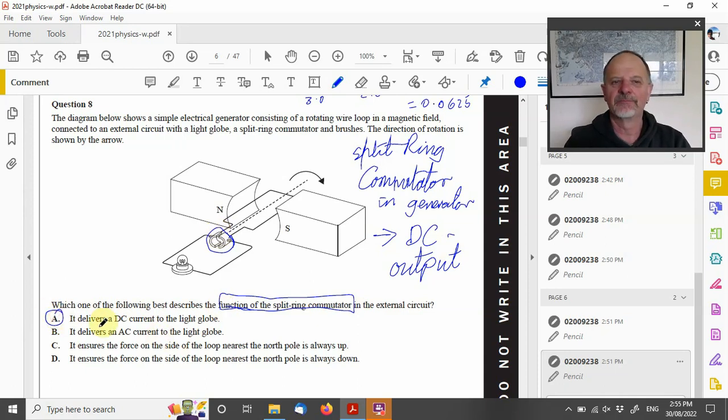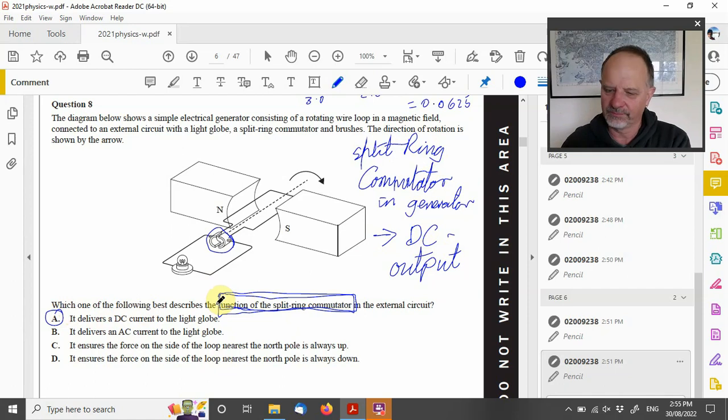B says about an AC. C is now talking about forces on the loop. So is D. But the question doesn't ask us about forces, it asks us about the function of the split ring commutator. And in a generator, it gives us a DC output. So the only one of those that's got anything to do with a DC output is A.